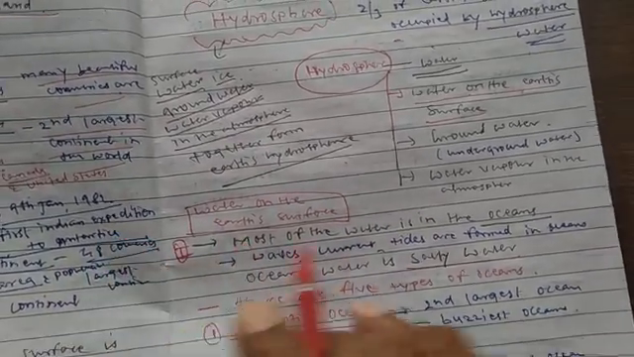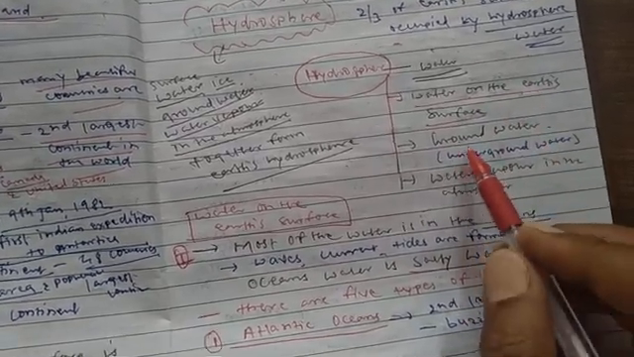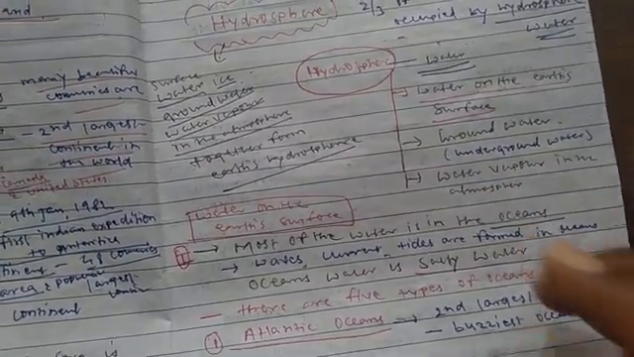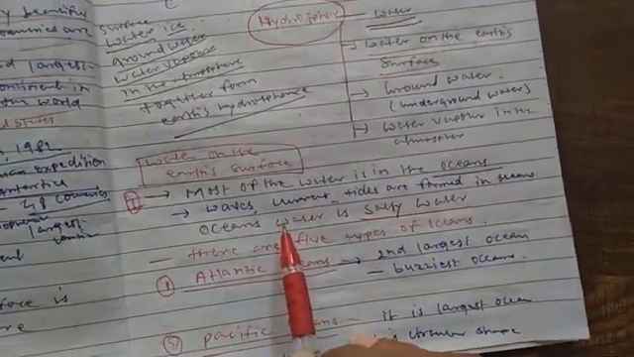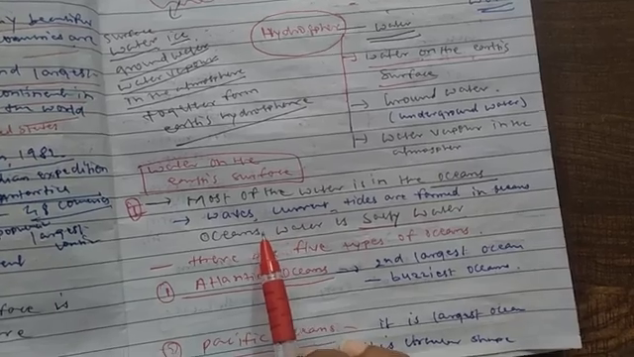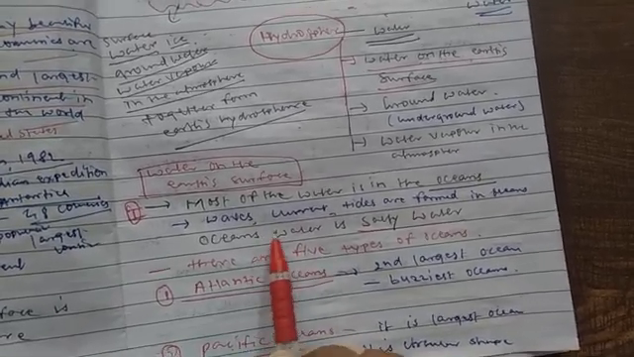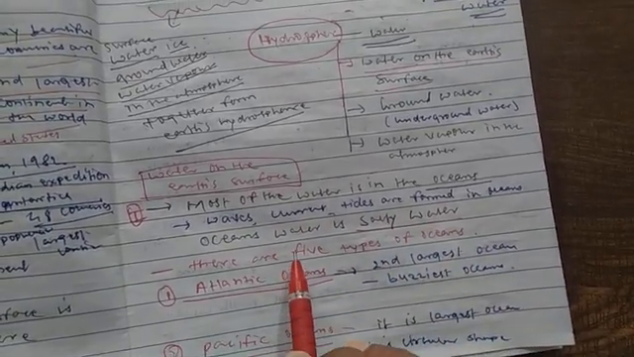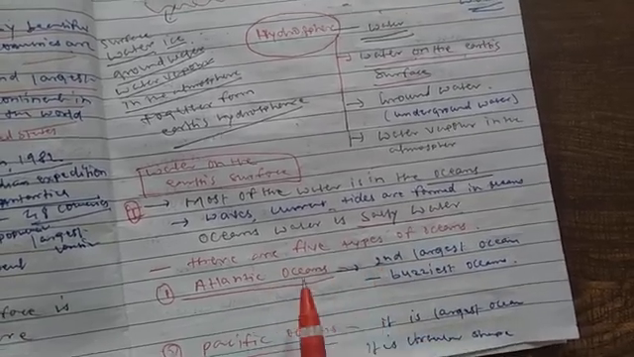Some water we see on the Earth's surface, some water is underground, and some water is in the atmosphere. That also comes in the hydrosphere. Now see that most of the water on the Earth is present only in the oceans. In the oceans, currents, tides and waves are formed. Ocean water is salty water. All of you know that. There are 5 oceans.